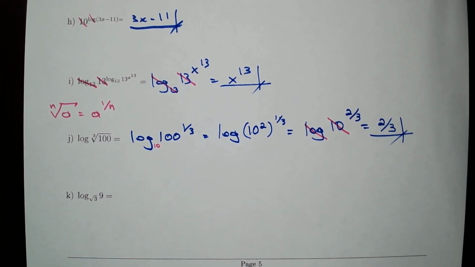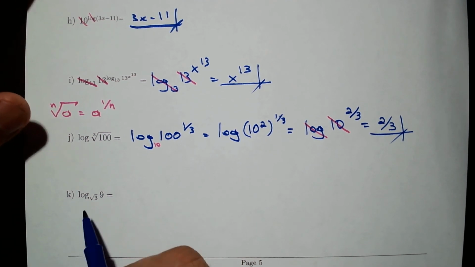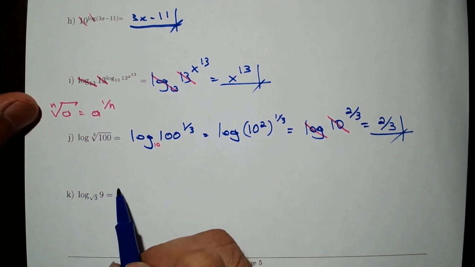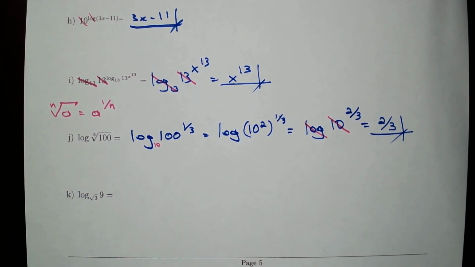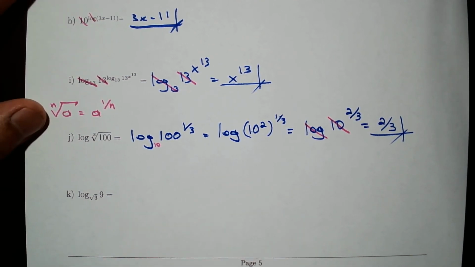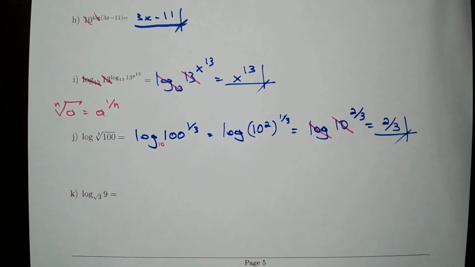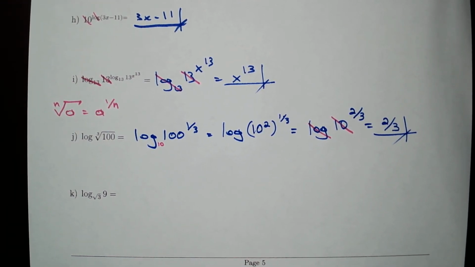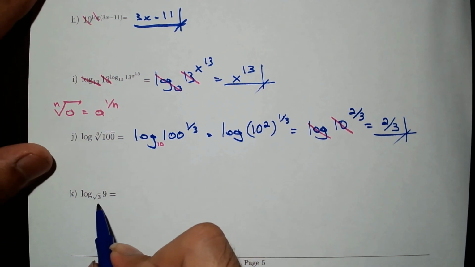All right. And let's do the last of them. Log base square root of 3 of 9. Well, this base is a little bit weird. Okay, this will require a little bit more work than the usual. All right, so let's see how this is going to work.